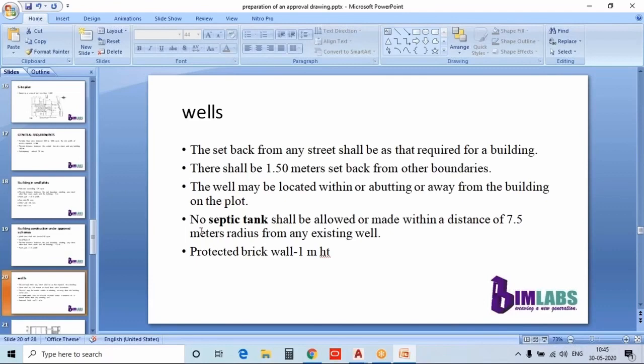The position of the septic tank and the position of the well, and if required, you can make a circle and show that the radius is above 7.5 meter, like that. Okay, and the protected brick wall height is 1 meter. A brick wall should be provided with the wells.